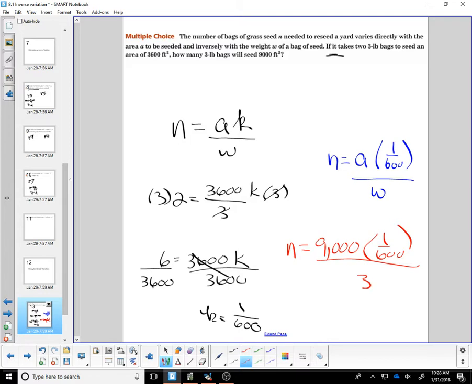Well, it's not bad. Let's worry about the top first. What is 9,000 divided by 600? Thank you for picking up that calculator. Now I'm going to divide that by 3. Yep, so guess how many bags I need? I need 5 bags to do that 9,000 foot square field.